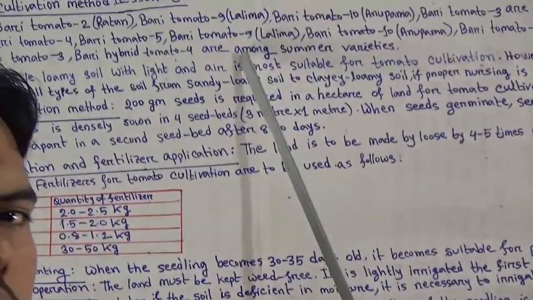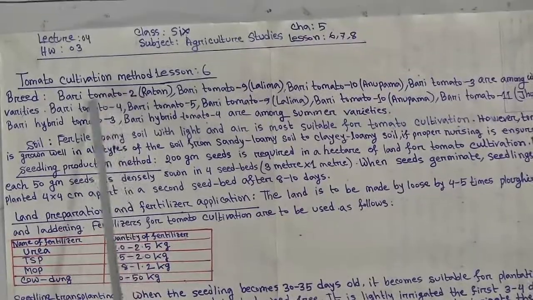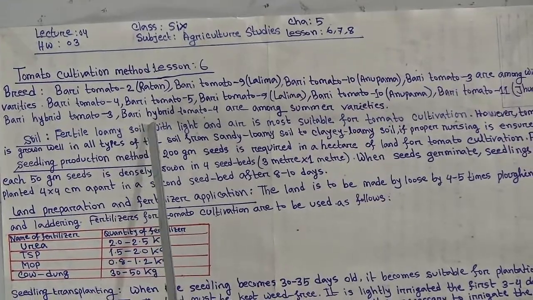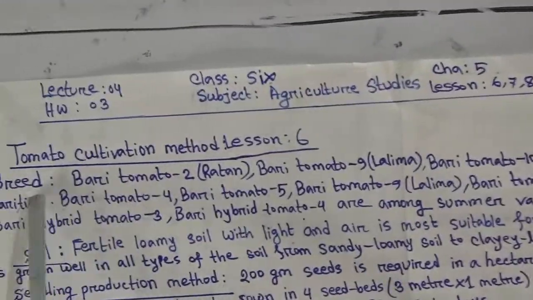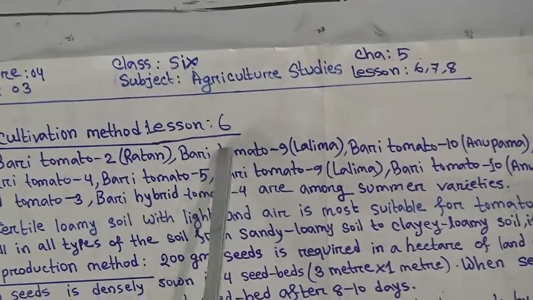This is my lecture number 4, and at the end of our today's class, I will provide you an SW, and SW number should be 3. Okay. Tomato cultivation method, lesson 6.